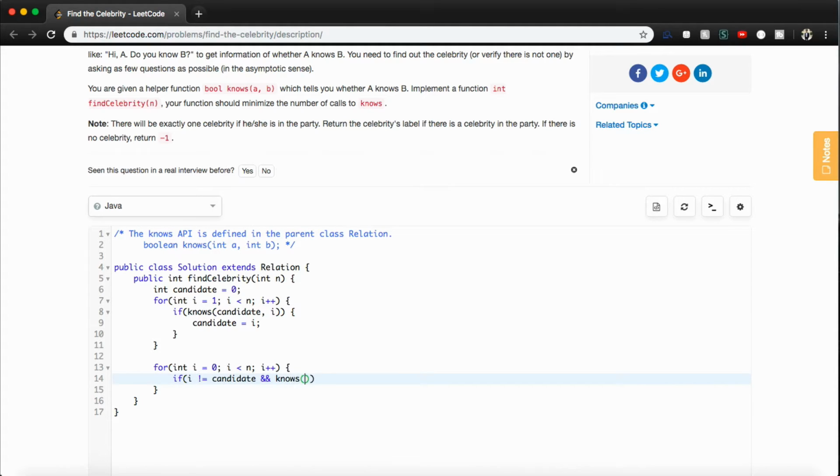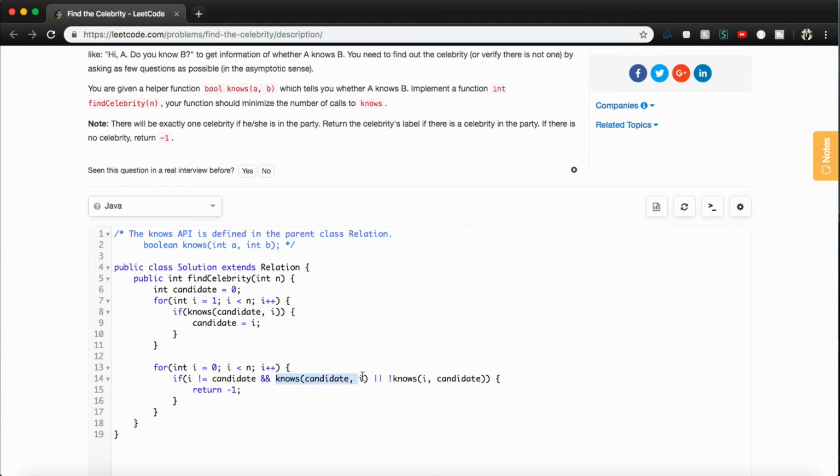And knows(candidate, i) or not knows(i, candidate). So here we're checking if the person is not themselves. If the candidate knows the person that we're on, or the person we're on does not know the candidate, if that's the case, we're going to return -1.